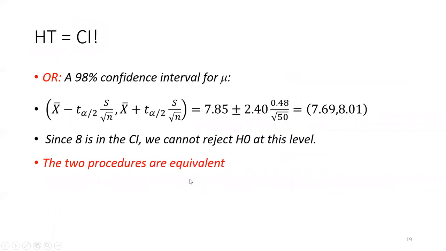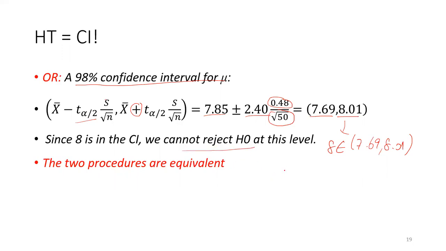Now for the confidence interval, let's write a 98% confidence interval for mu: x bar minus t alpha over 2 times s over root n, and on the right side, a plus. If you plug in the values, this is your x bar, this is your t alpha, this is your S value, and this is your root n. That's equal to between 7.69 and 8.01. See that 8 is an element of 7.69 to 8.01. Hence, we cannot reject H0.